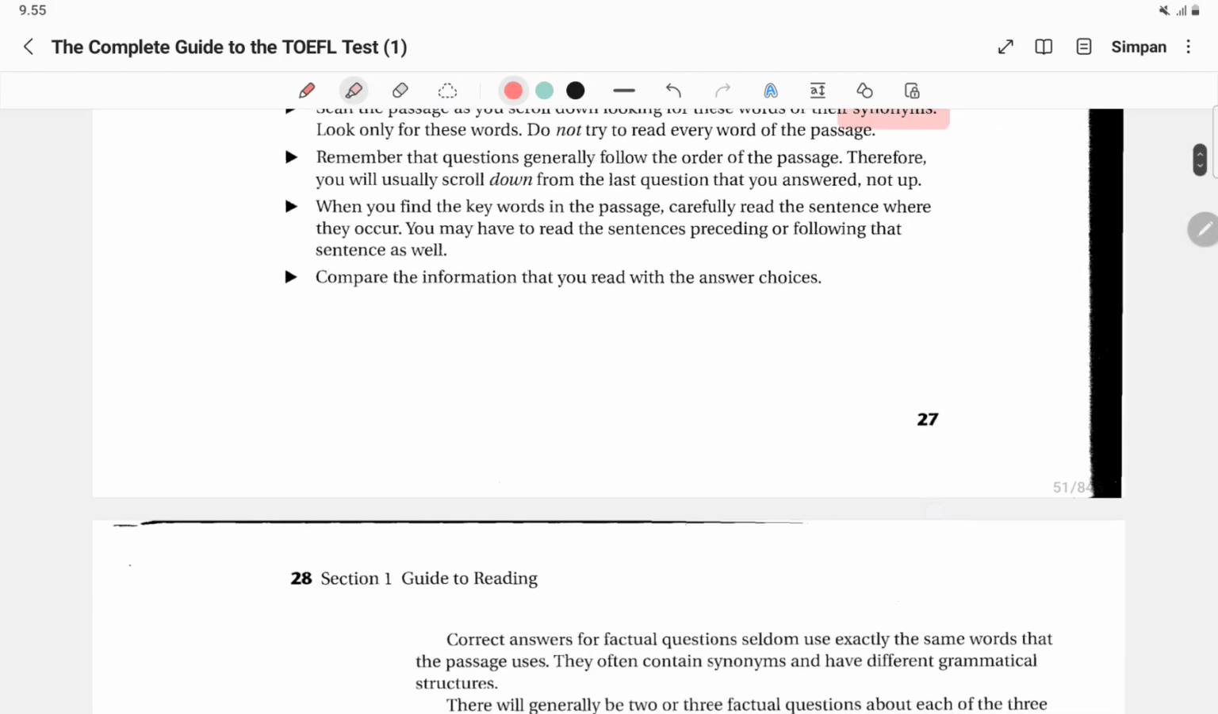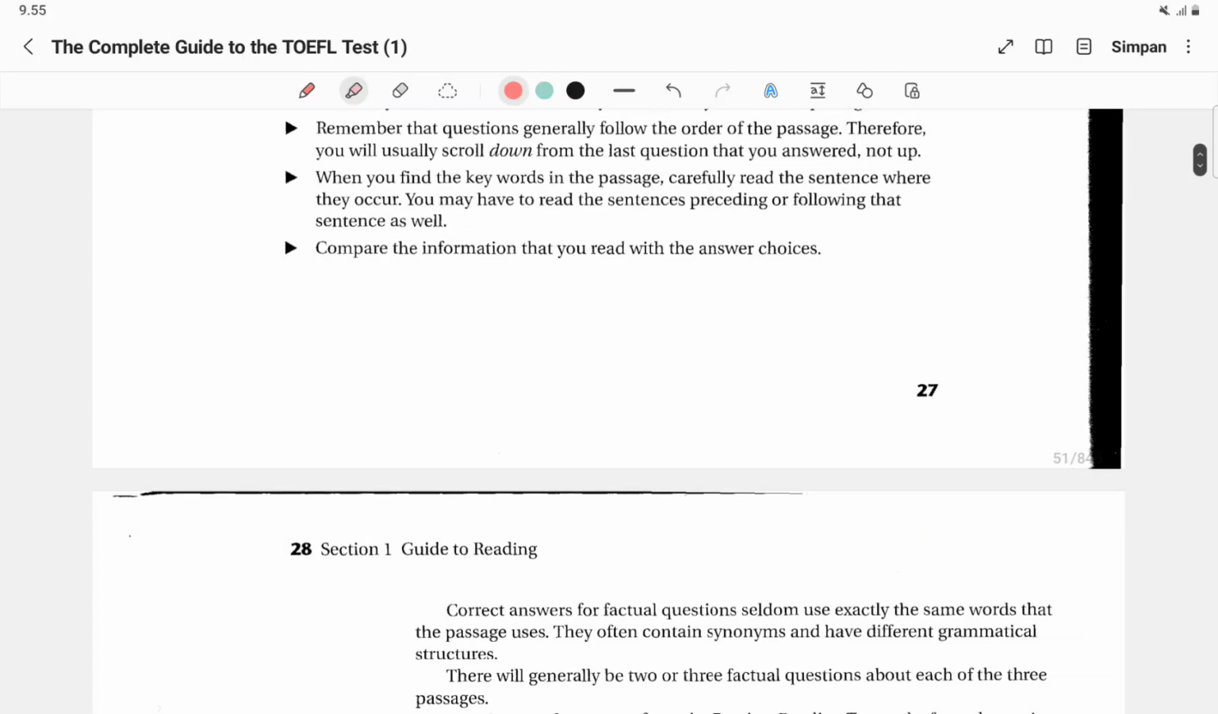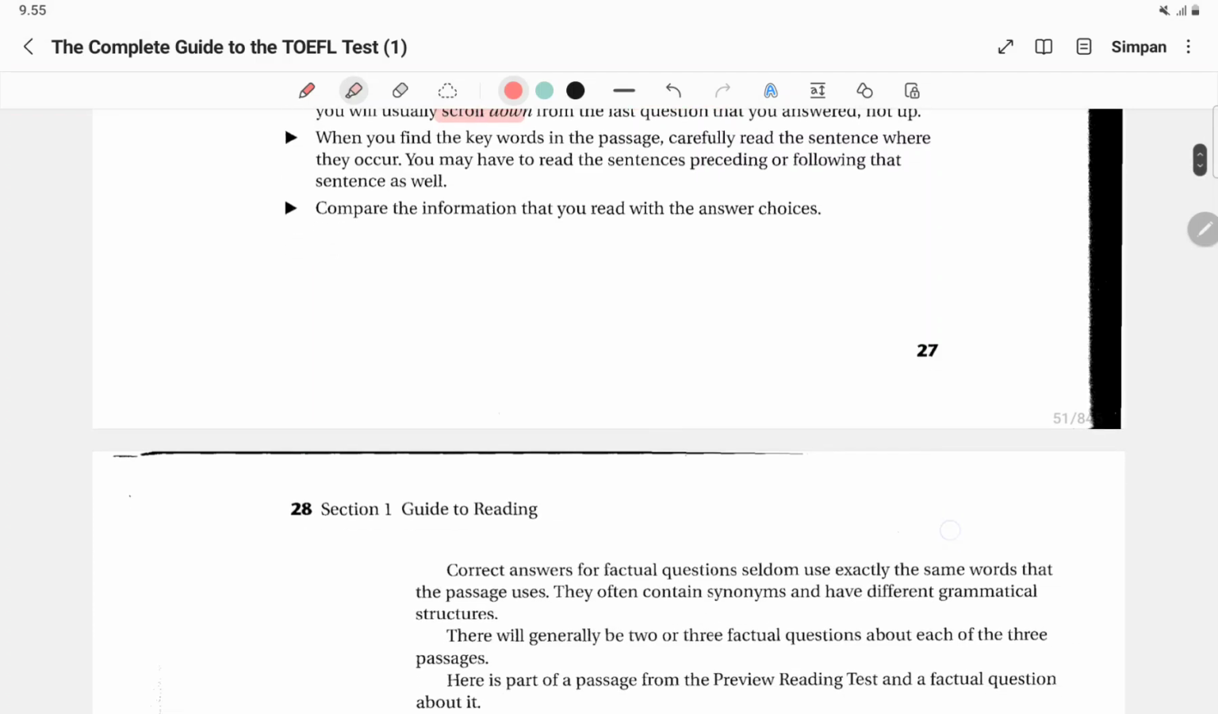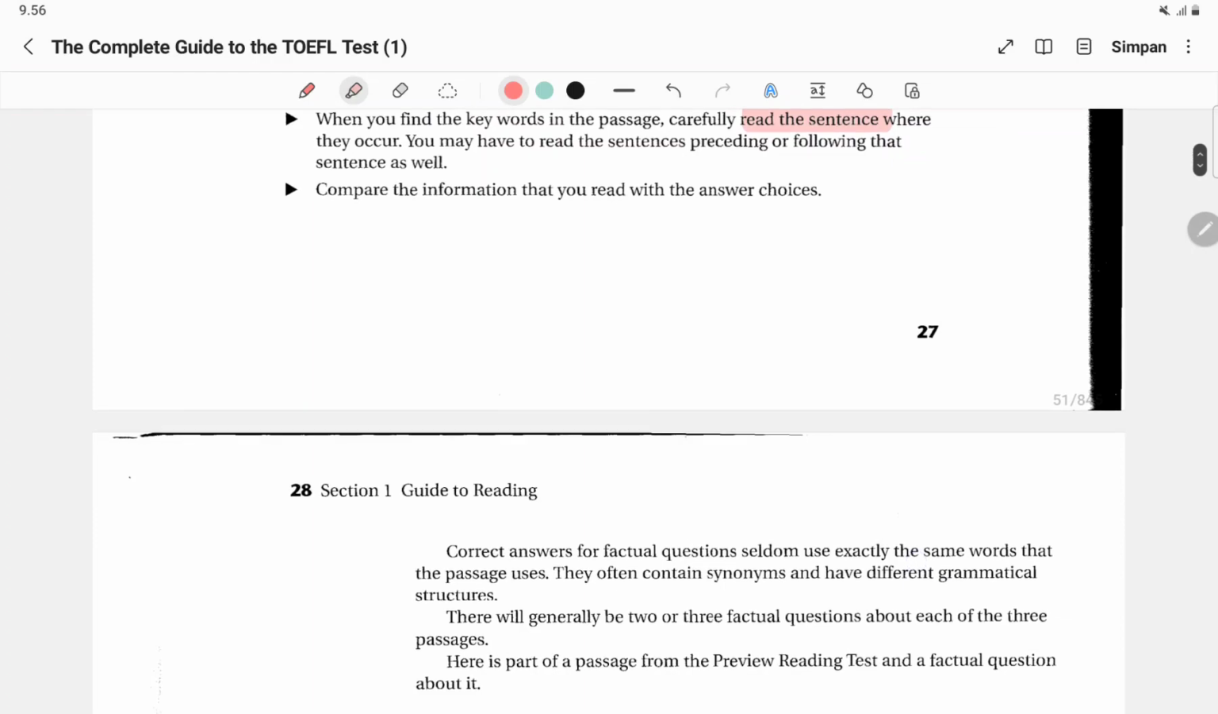Do not try to read every word of the passage, but right now I'm just going to read all the passage. Remember that questions generally follow the order of the passage. Therefore, you will usually scroll down from the last question that you answered, not up. When you find the keywords in the passage, carefully read the sentence where they occur. You may have to read the sentence preceding or following that sentence as well.